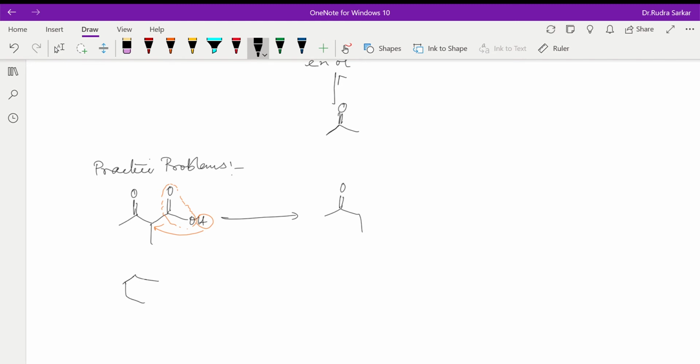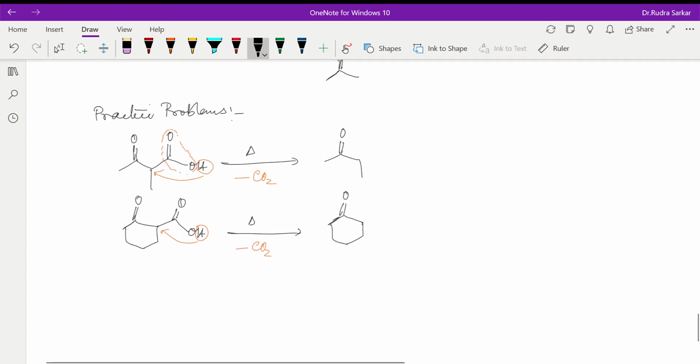Again, I have given you something like this. We're applying heat. So again, what will happen to the hydrogen? This hydrogen goes in here and the rest of the thing becomes CO2. So minus CO2, and your answer will be this.